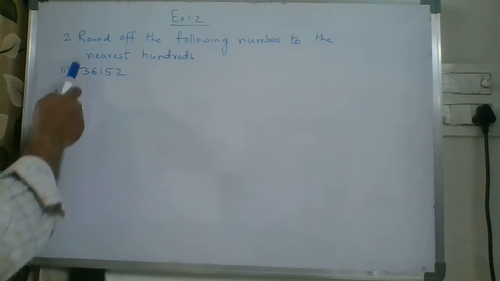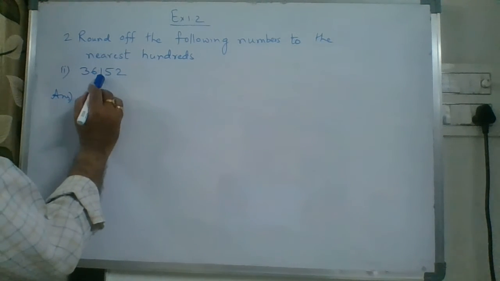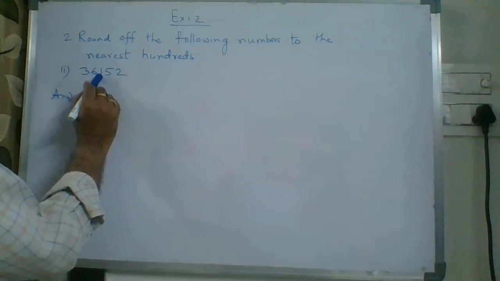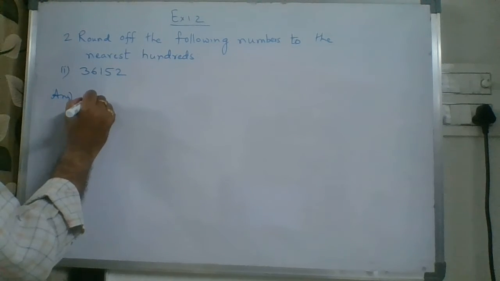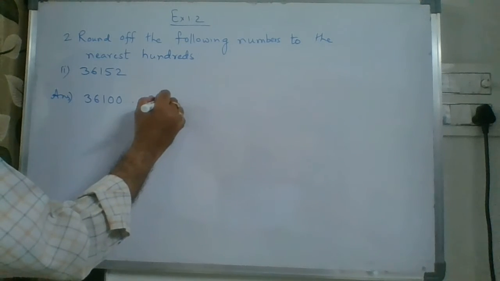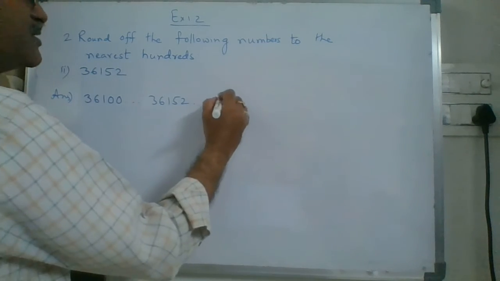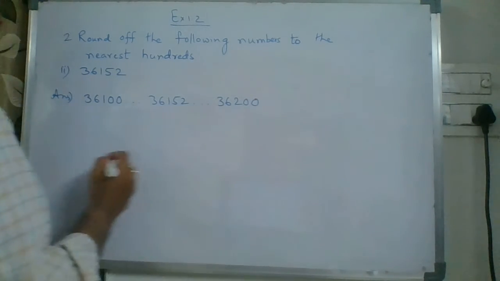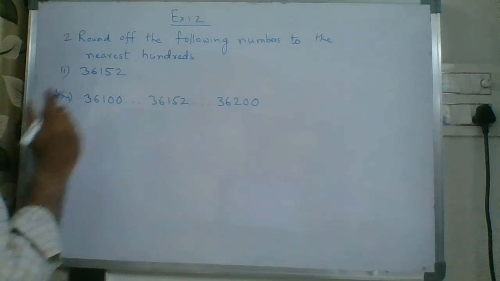Now, the second question, round up the following numbers to the nearest hundreds. In that I have taken the second problem, second number. It is 36,152. Nearest hundred means here in hundreds place it is 1, isn't it? So this number is more than 100. Therefore, what I write is 36,100, and 36,152 is in between 100, and the next 100 is 36,200. Now, which is nearer to 36,152? 36,100 or 36,200? Find out.